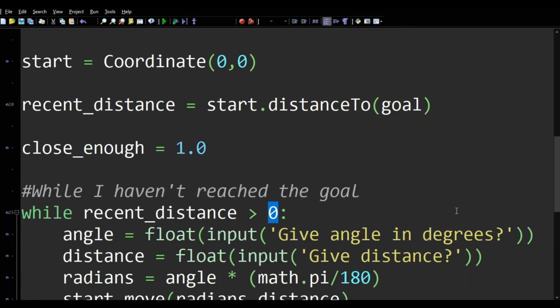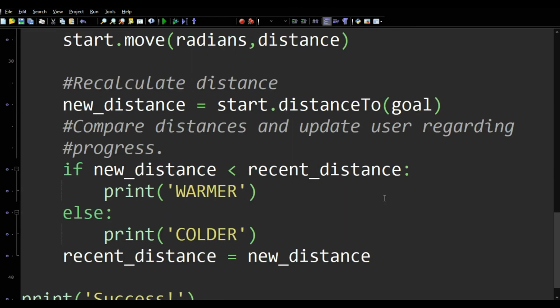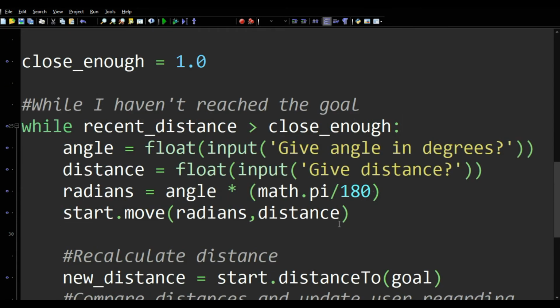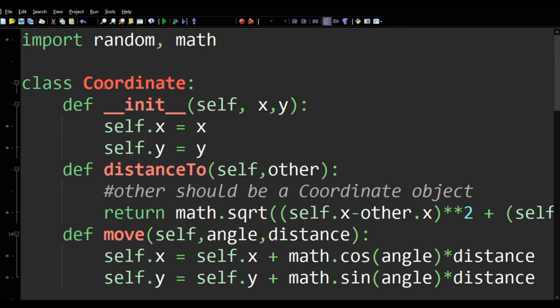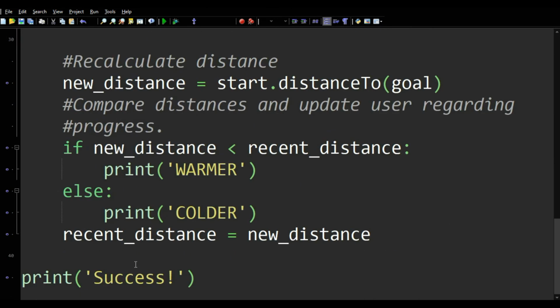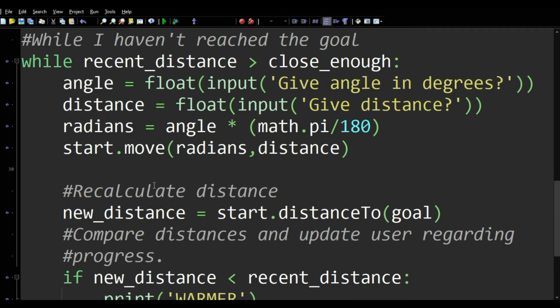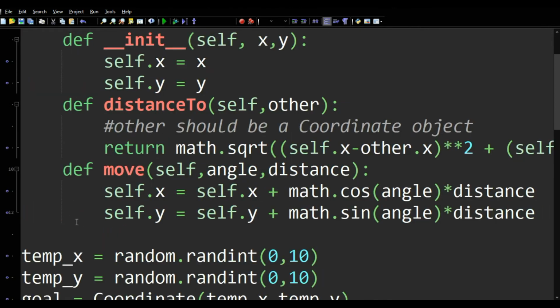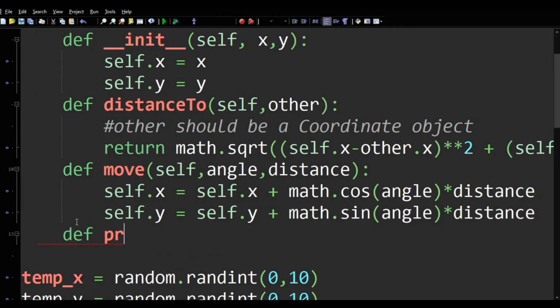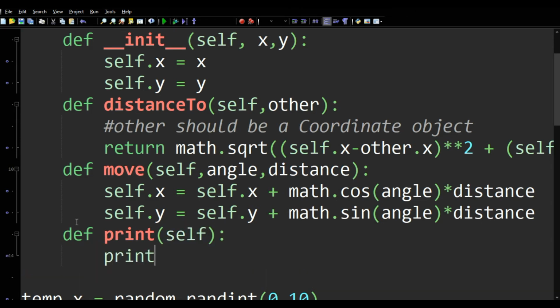So instead of recent distance greater than 0, it's going to be recent distance greater than close enough. And the other thing that I would like to do is print out my x and y locations. So I'm going to go back up to coordinate. Now I could write down here just a print start.x, comma, start.y, but I'm actually going to write that up here, and I'm just going to name it print self.